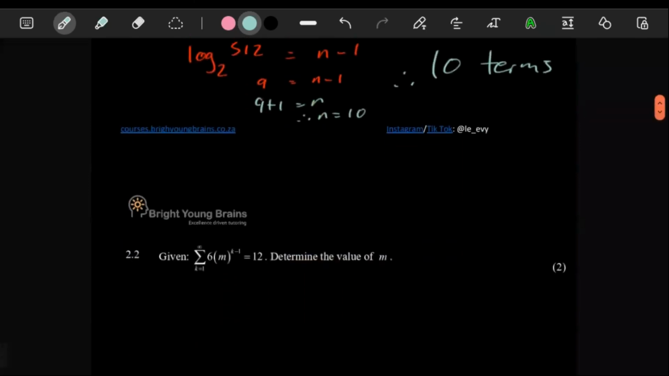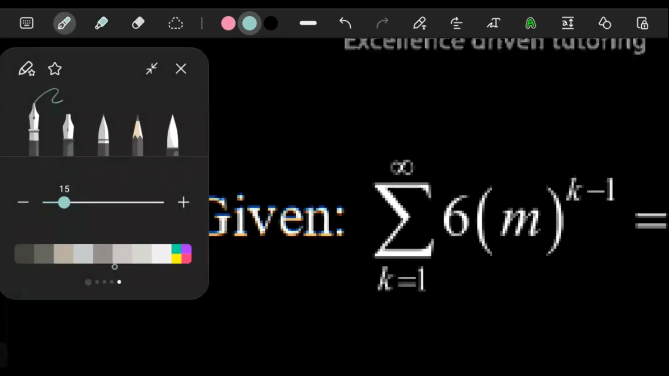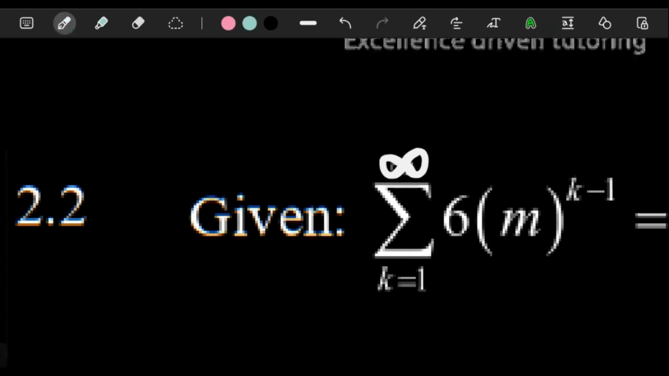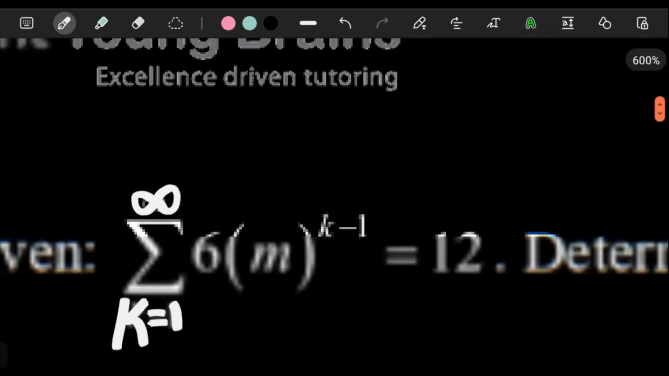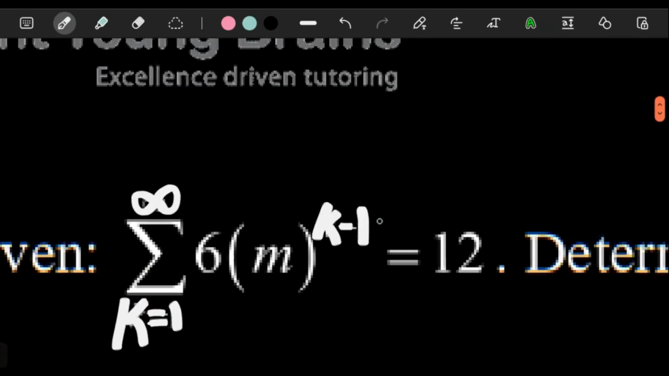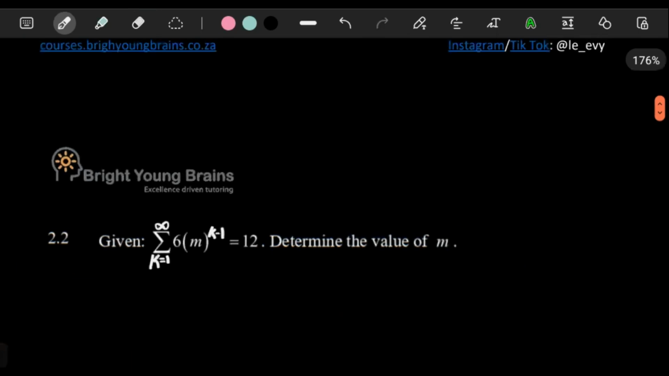The next one says 2.2, right? Let me actually highlight this a bit, because here, this is our infinity symbol. This is saying k is equal to 1. So with this given, and then this is saying k minus 1. There we go. So with this information given, you have to remember that it says given this expression rather. Well, it's an equation because there's a left side and a right side. Given this equation, they say that we should determine the value of m.